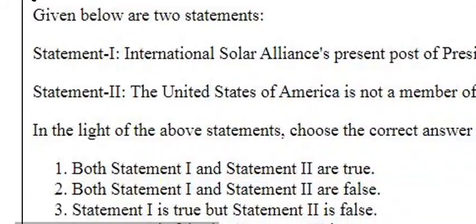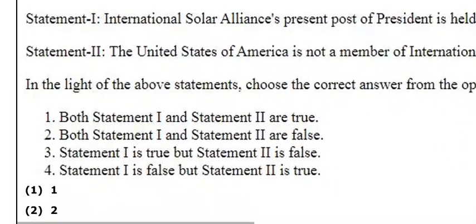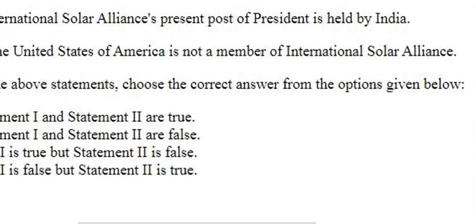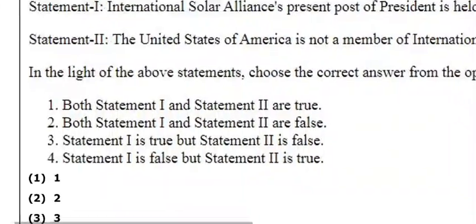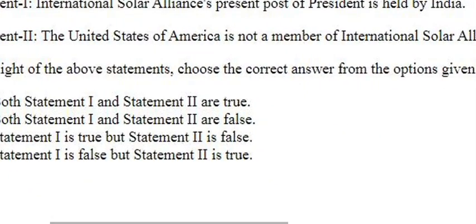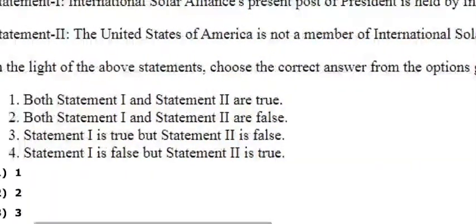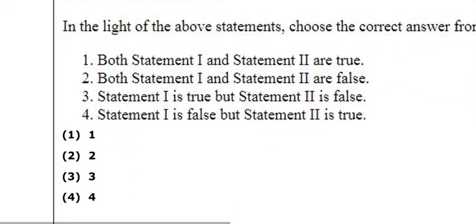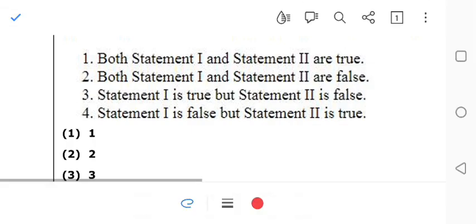Next. Given below are two statements. Statement 1 says International Solar Alliance's present post of president is held by India. 2 says the United States of America is not a member of International Solar Alliance. Now choose which one will be correct. It will be 1 is true but 2 is false.